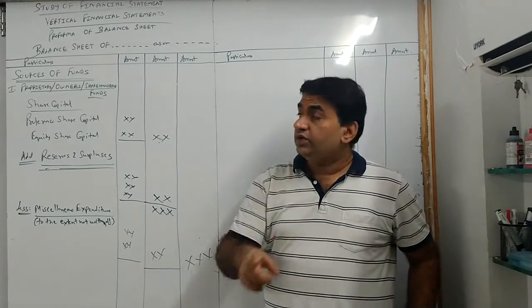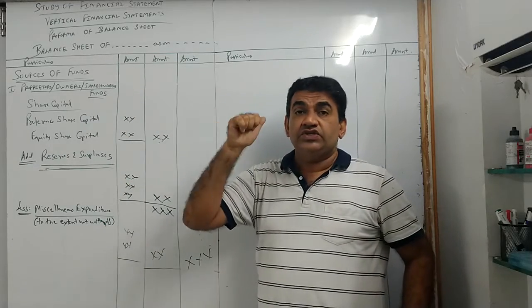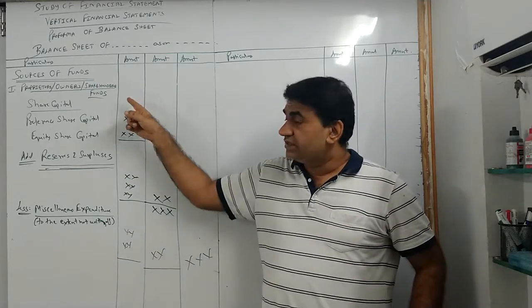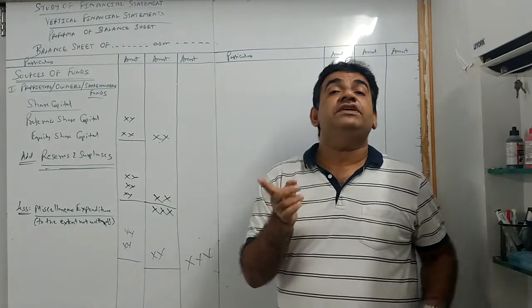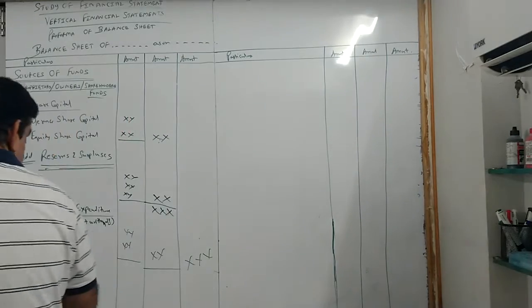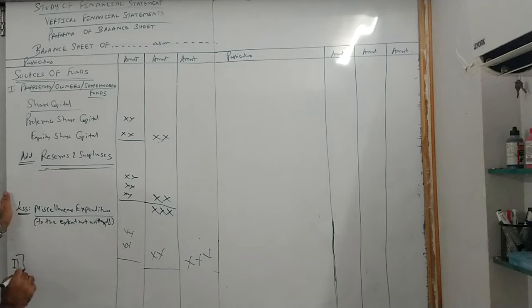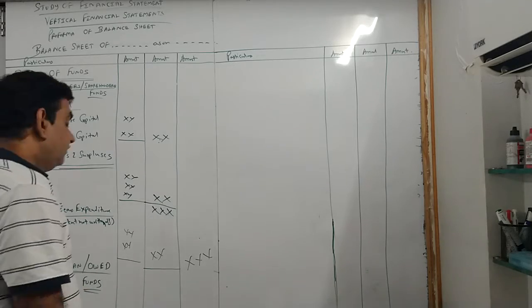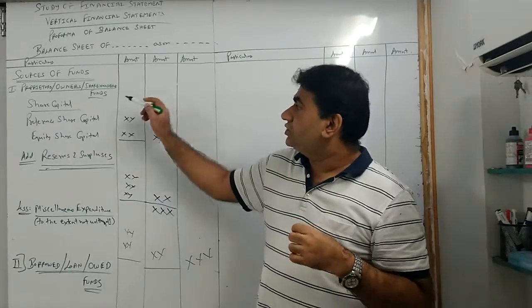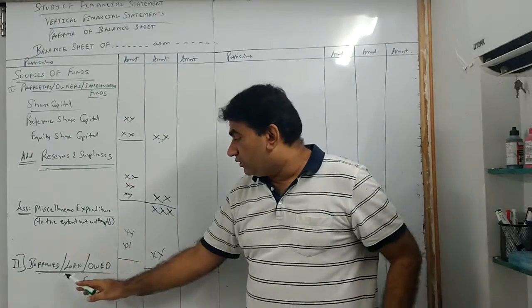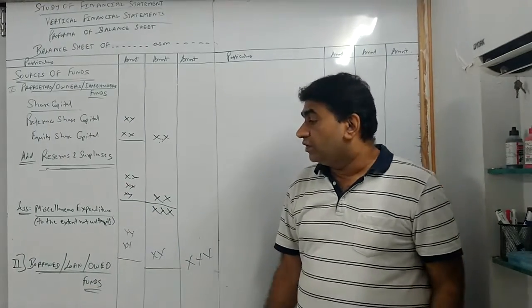Okay? Now what I told you, first part, sources of funds. Sources means from where you got the money. First, your own money. Second, the money which we borrowed. So the second part we call borrowed funds, or loan funds. The first is called owners' funds or own funds. This is borrowed funds, or loan funds.